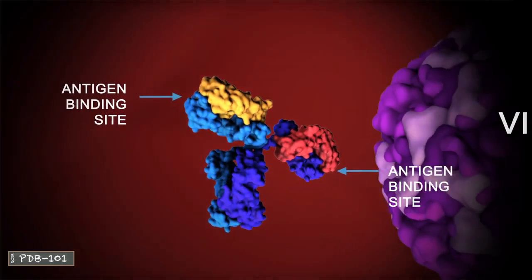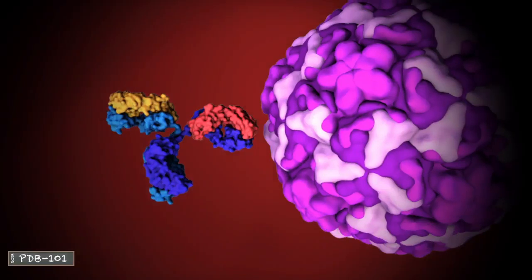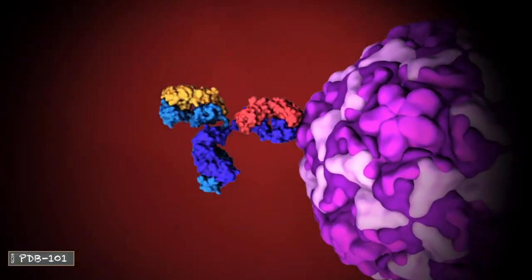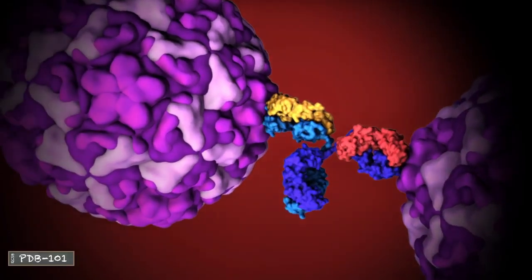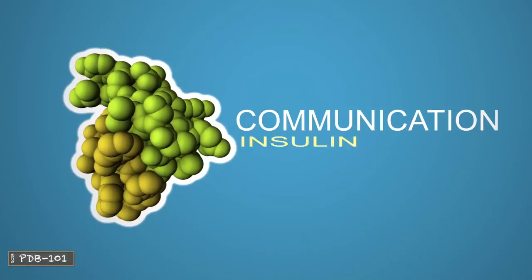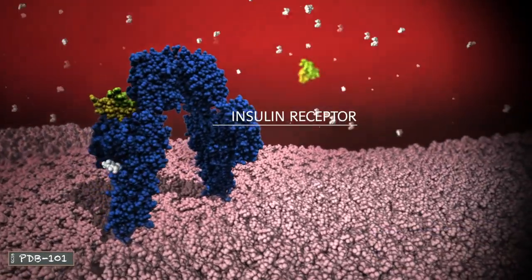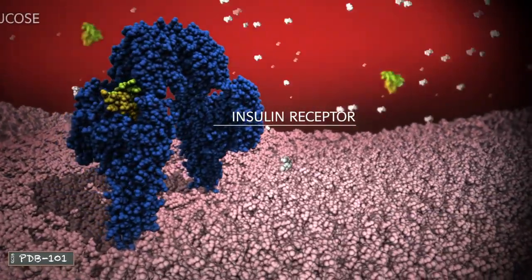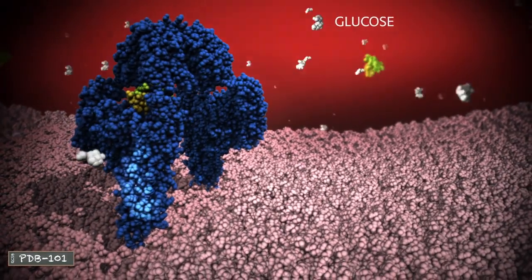The flexible arms of antibodies protect us from disease by recognizing and binding to pathogens and targeting them for destruction by the immune system. The hormone insulin is a small, stable protein that can easily maintain its shape while traveling through the blood to regulate blood glucose level.